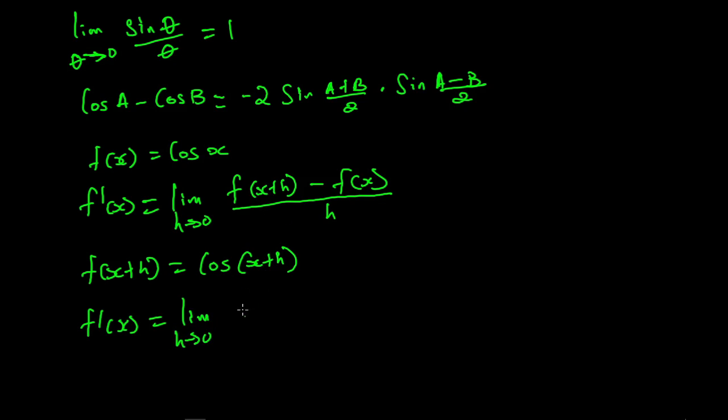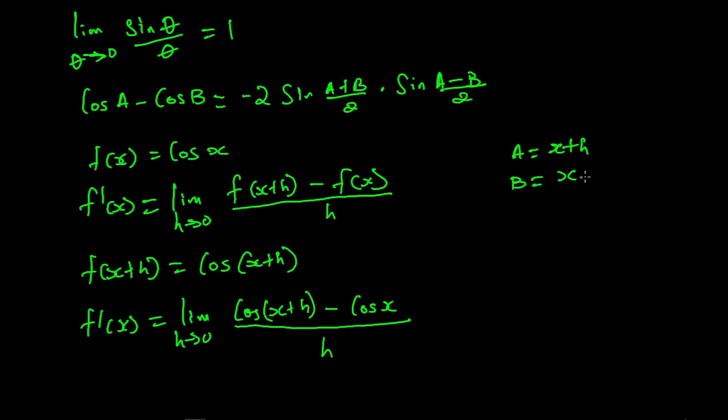f of x plus h is the same as cos(x plus h), minus f of x, which is the same as cos x, then all over h. If we compare this with the trig identity, here we have cos A minus cos B, and here we have cos(x plus h) minus cos x. That means A is equal to x plus h, whereas B is equal to x.